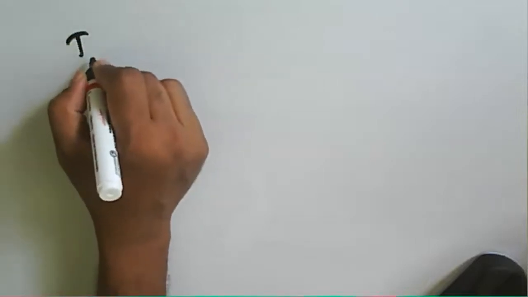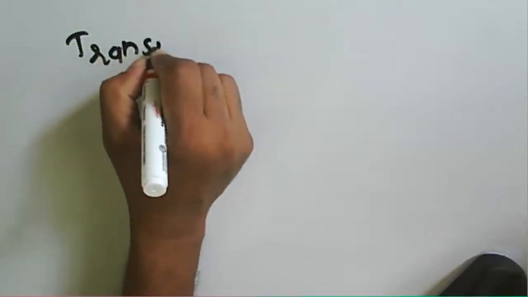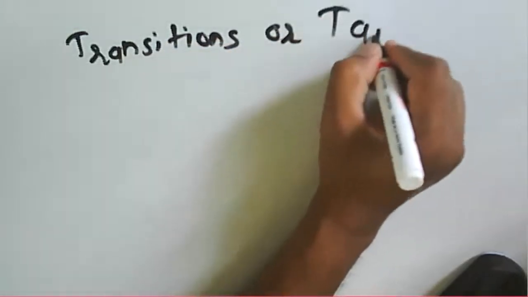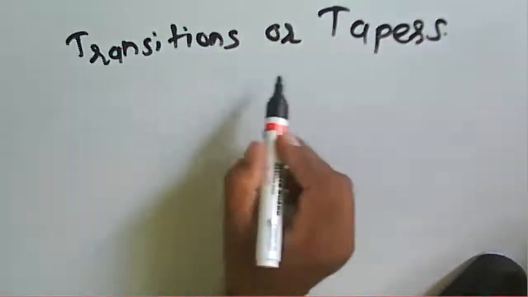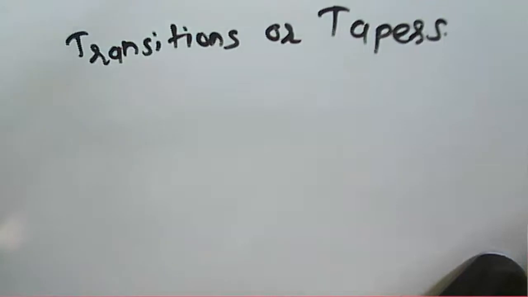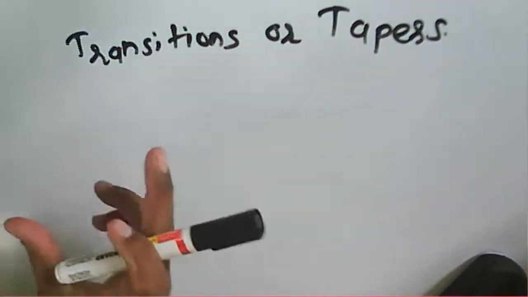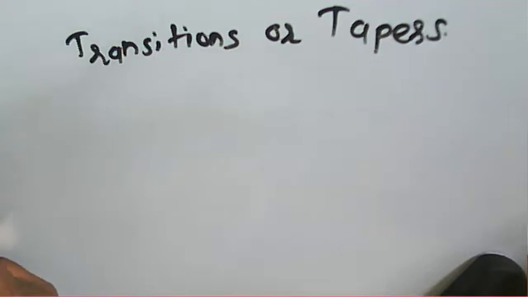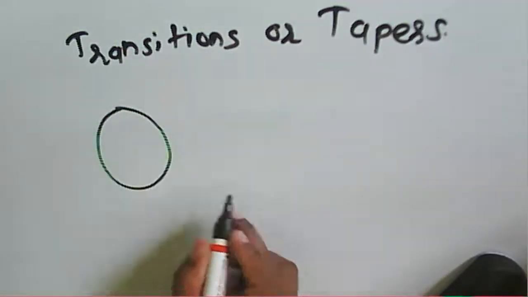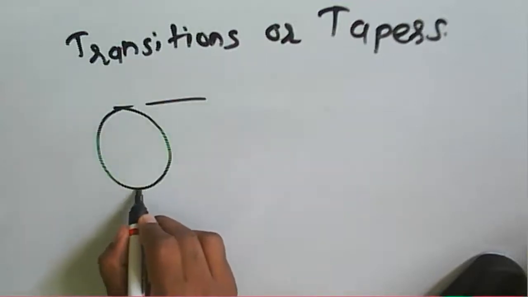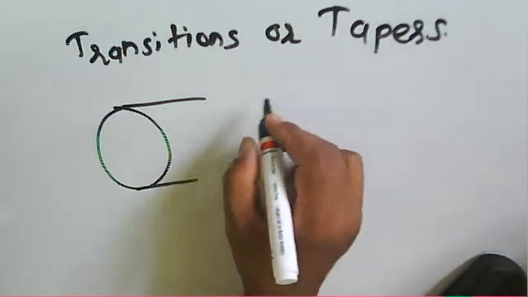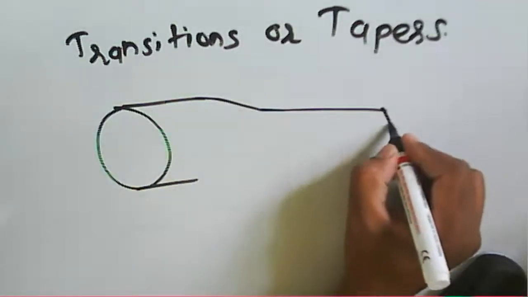Then another is about a transition, or we can say tapers. The transitions or tapers are used to couple waveguides of different dimensions or different cross sections. What do we mean by these tapers? If we have a circular waveguide and we would like to connect it to a rectangular waveguide, in that case we consider the taper.